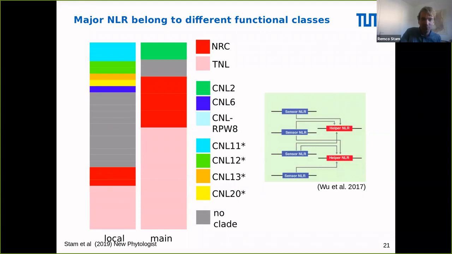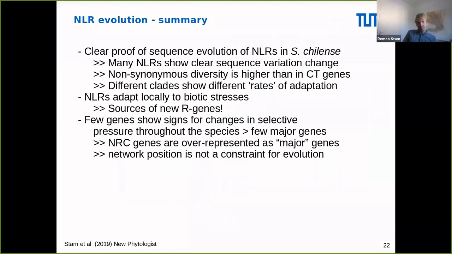So this is probably why these helper NLRs are actually adapting also. On average, they're really conserved, but when they change, and there's only a few of them, then we see that they really adapt all over the species. So by studying these NLRs, we learn quite a lot of cool things about how this variation and diversity happens in nature. We really have clear proof of sequence evolution.